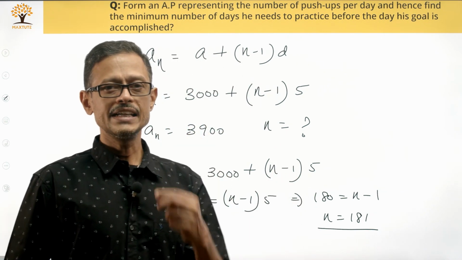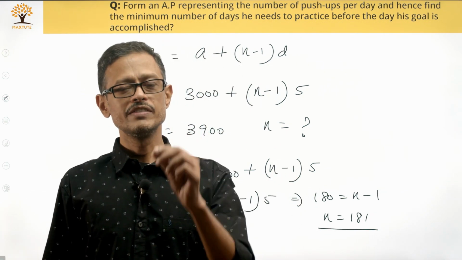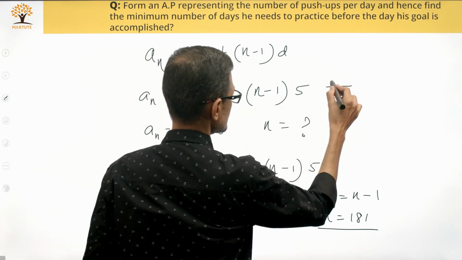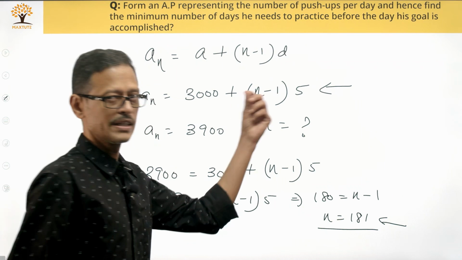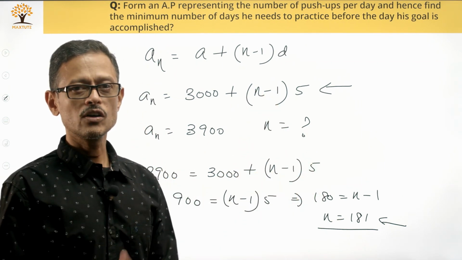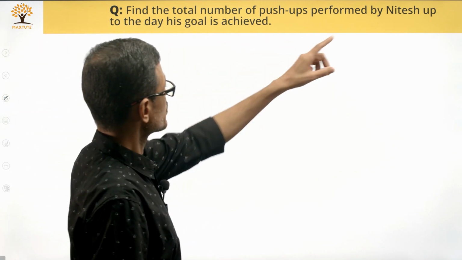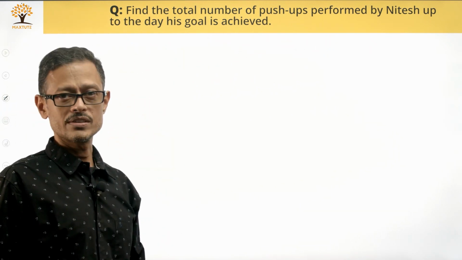On the 181st day, he would have reached his target of 3900, right? So part 1 is this and part 2 is this. So you do these two things, you get marks for part 1 of this question, right? Let's look at the second one. Find the total number of push-ups performed by Nitesh to the day his goal is achieved, right?